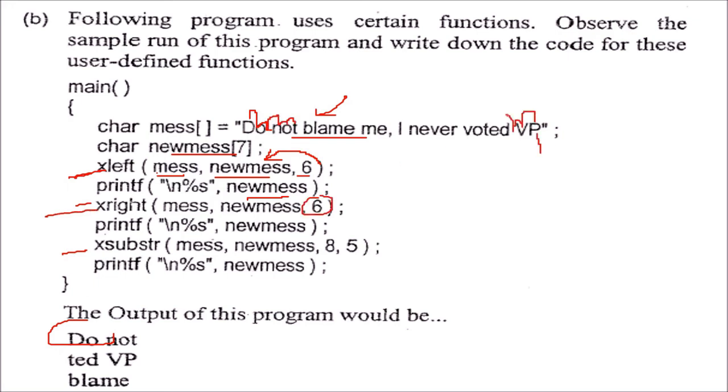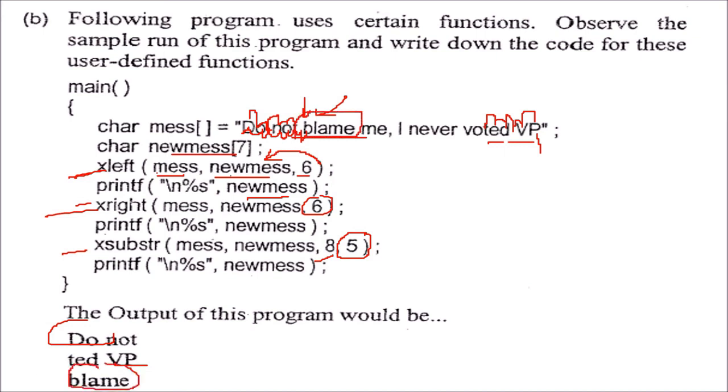1, 2, 3, 4, 5, 6. So TED VP will be shown. Okay. Now the last one, which is substring, we go to 8th position and we take out 5 characters from there. So 1, 2, 3, 4, 5, 6, 7, 8. We are counting the spaces also. So now B is the pointer and we take 5 elements or 5 characters. So BLAME will be taken and this will be printed.